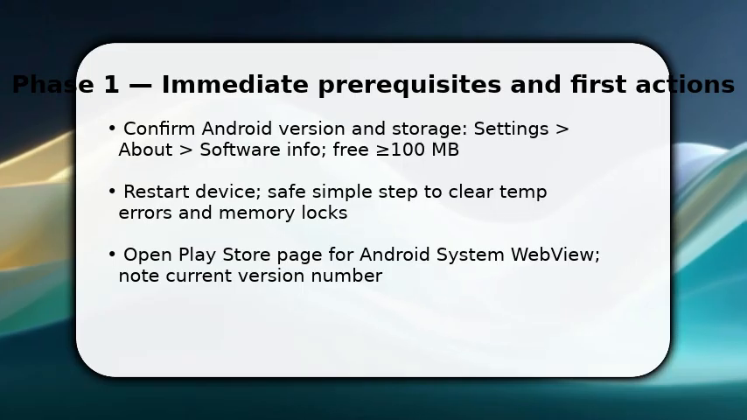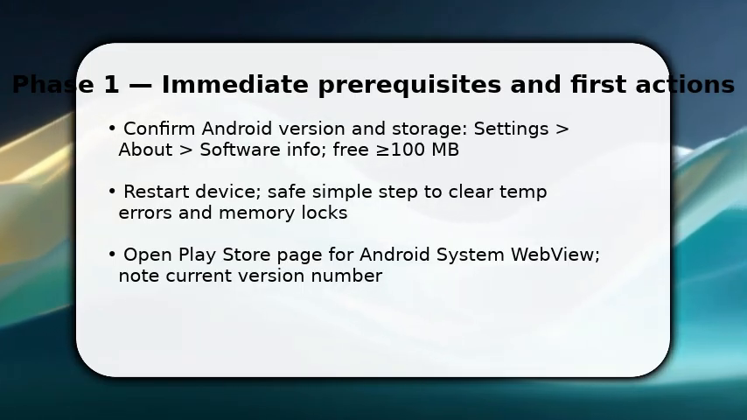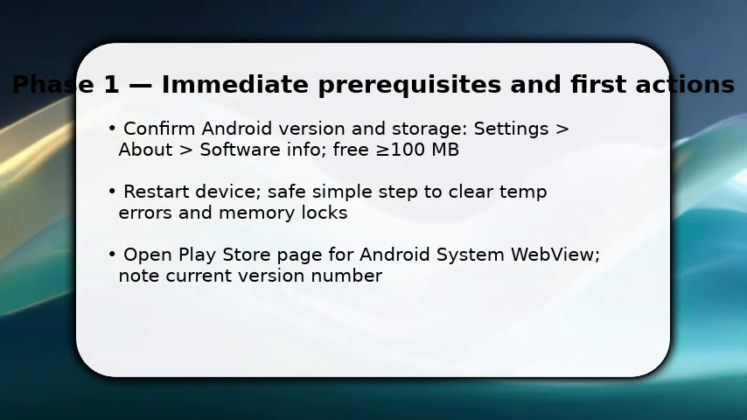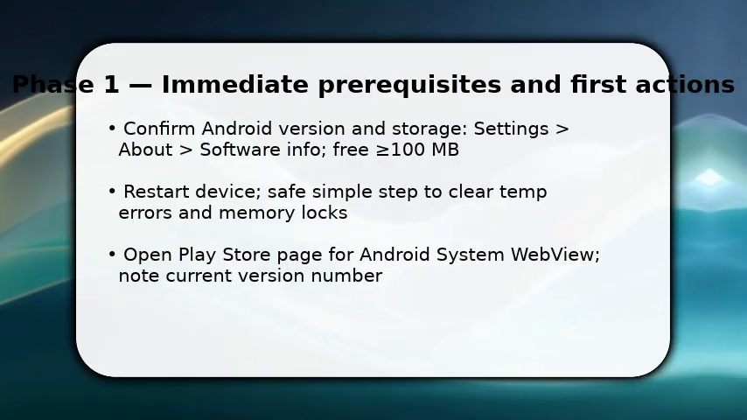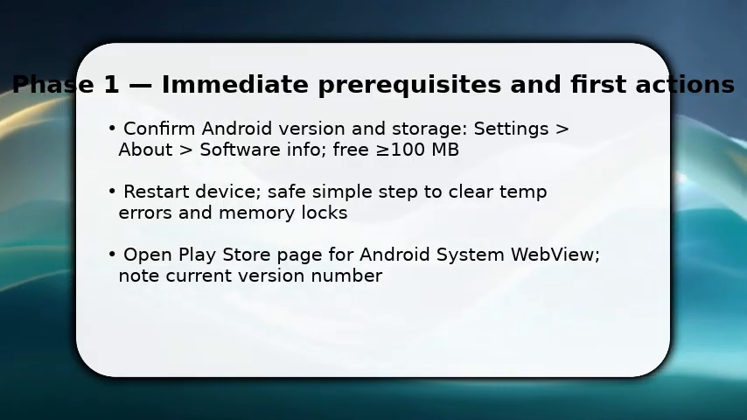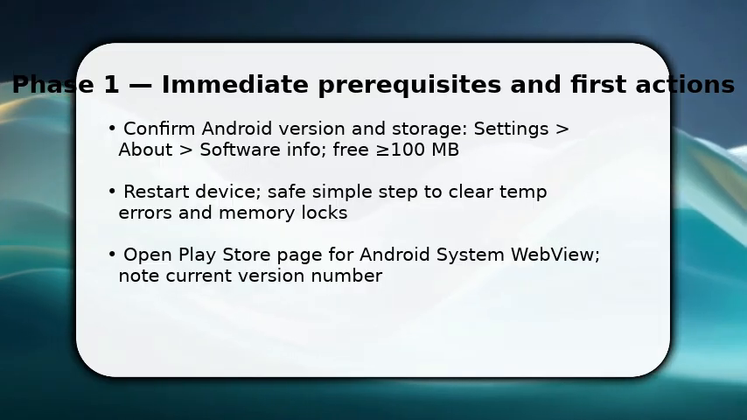You'll start by confirming the essentials. This avoids wasted troubleshooting. First, check Android version and free storage. You need headroom to update. Once done, restart the device to clear transient memory locks.